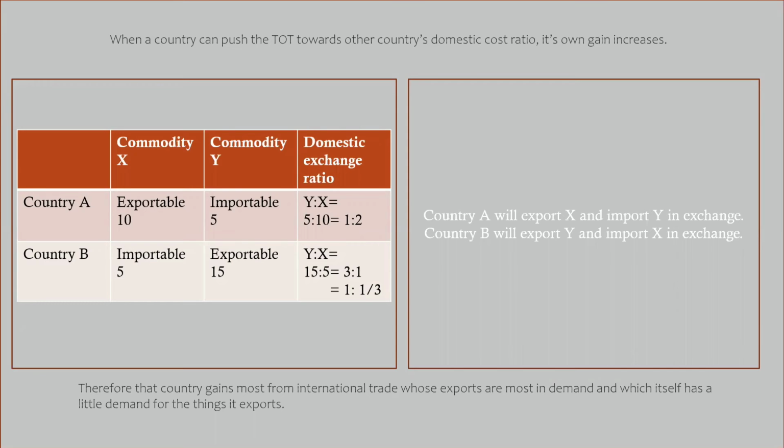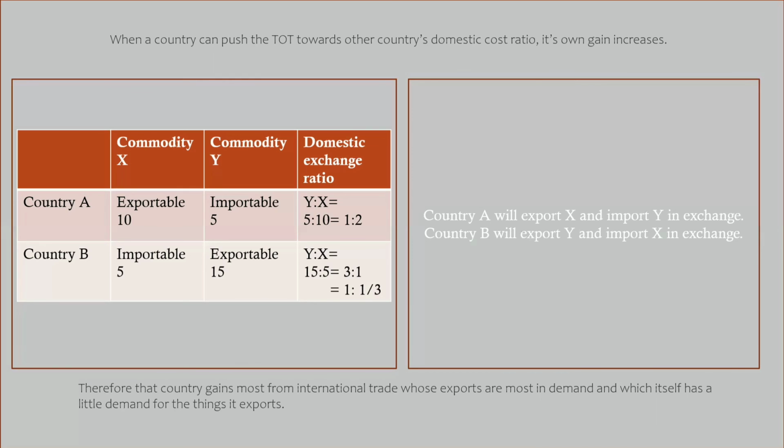If country A's demand for imports of Y is relatively inelastic, or we can say it is intense, then the equilibrium terms of trade will settle closer to 1Y equals 2X. On the other hand, if country B's demand for imports of X is relatively inelastic, then the equilibrium terms of trade will settle closer to 1Y equals 1/3 X, and its gain will be lesser.